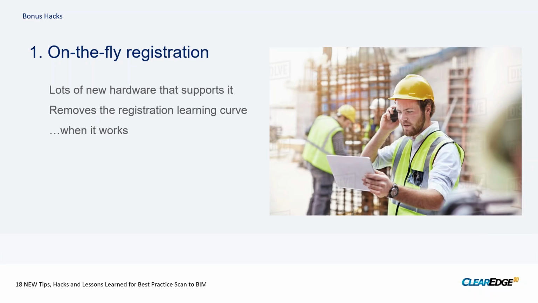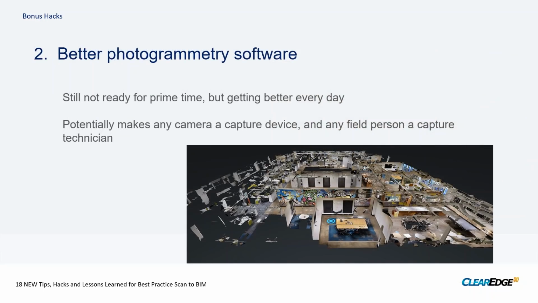So one of the trends we've seen a lot is on-the-fly registration, whether it's mobile scanners or scanners that are using cameras to track their location as you move them around. It still has some of the weaknesses Greg mentioned for targetless registration, but it is getting better. So it's interesting to see how that can impact the collection process, when it works.